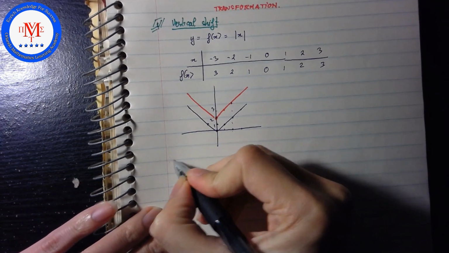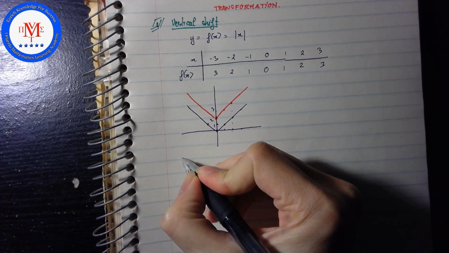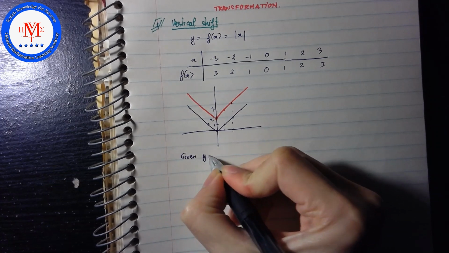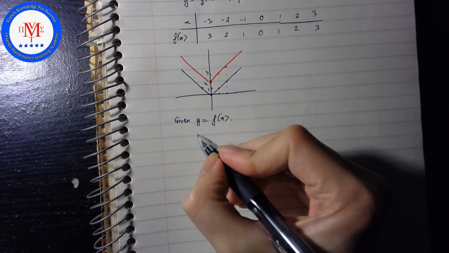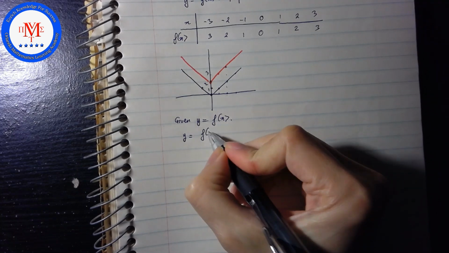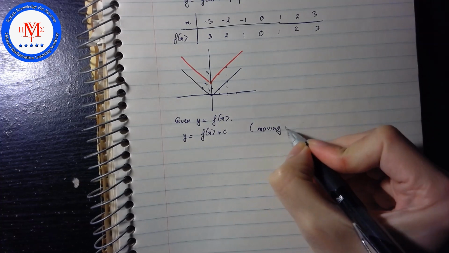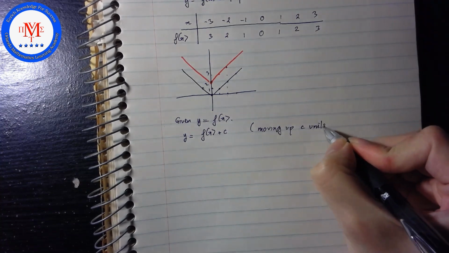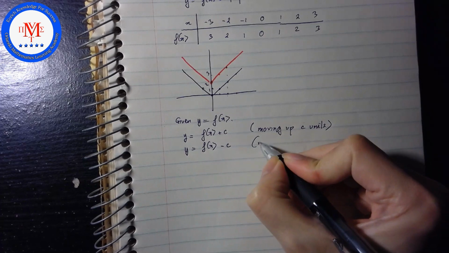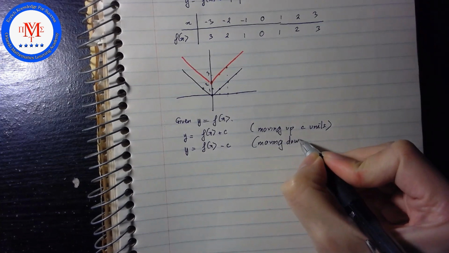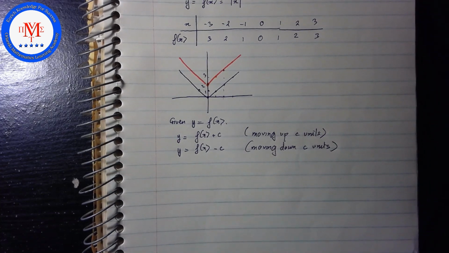Given y equal to f(x), for the vertical shift, the new function we have is y equal to f(x) plus c, and this is moving up c units, or we have y equal to f(x) minus c, moving down c units.